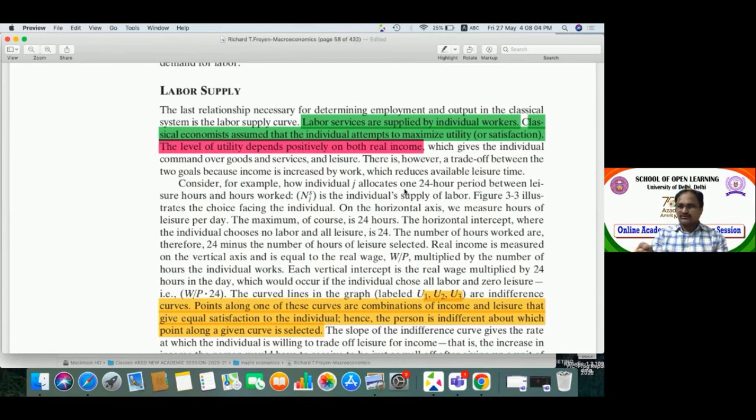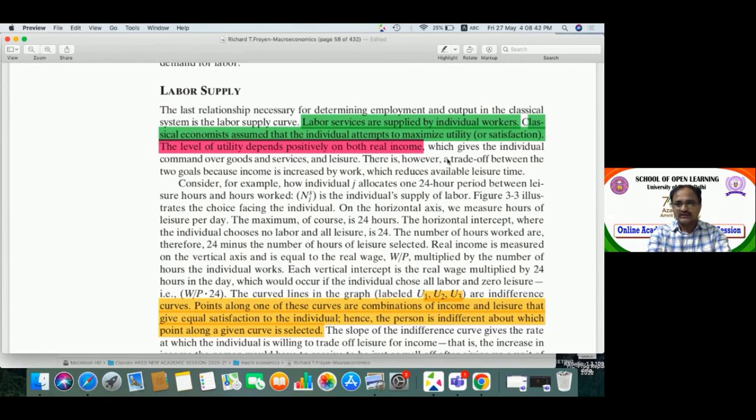Out of 24 hours, if 8 hours are working, how many hours remain as rest? That is 16 hours. So 8 hours is working time and 16 hours is leisure time. The trade-off means that if you work more, you must give up leisure hours. So there is a trade-off between leisure hours and working hours.